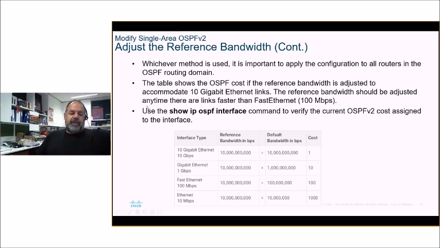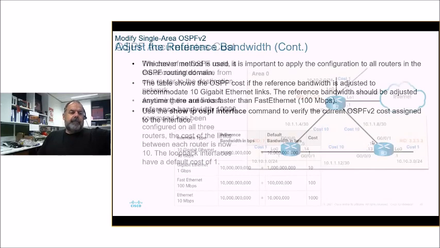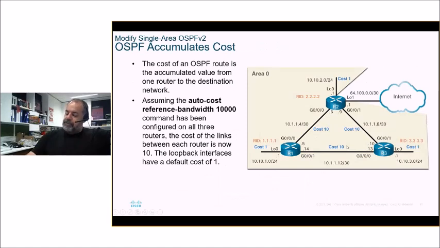And so you can do show IP OSPF interface, and it will tell you the cost that's assigned to that interface. And so as you can see, 10 gig Ethernet interfaces will have a cost of 1, and 10 for gigabit, 100 for fast Ethernet, and 1,000 for plain Ethernet, 10 megabit.